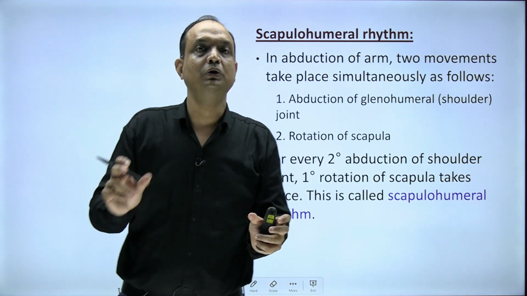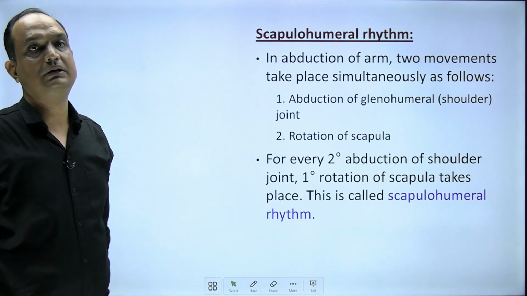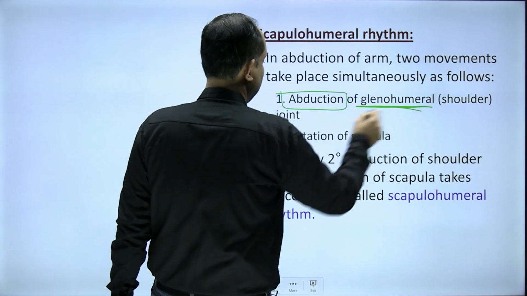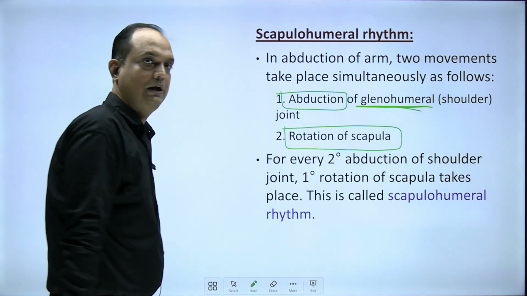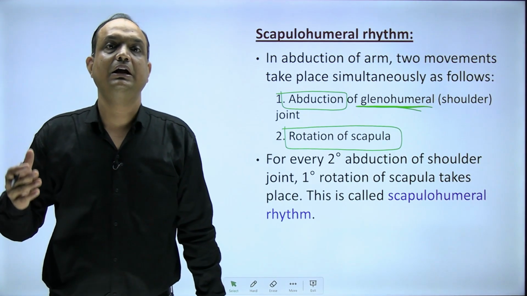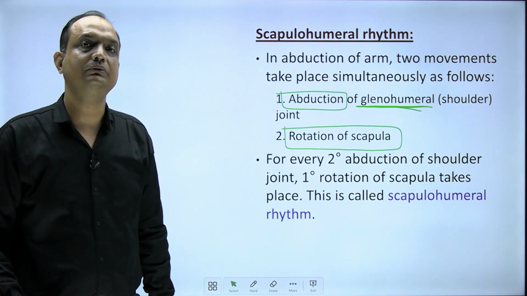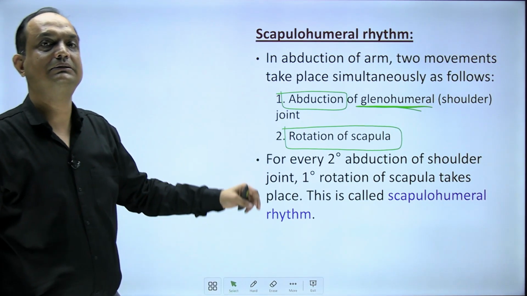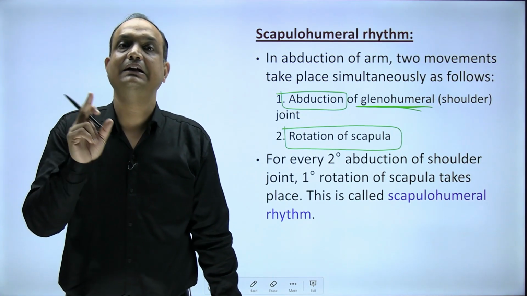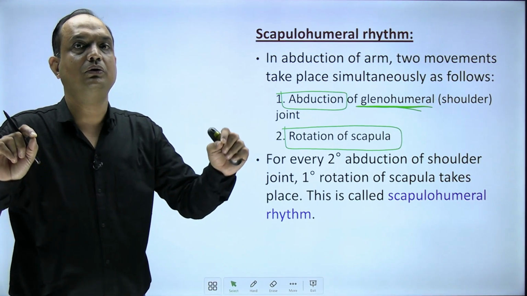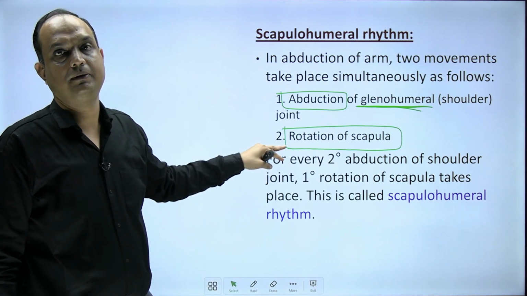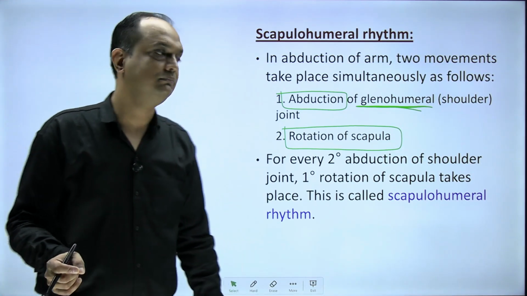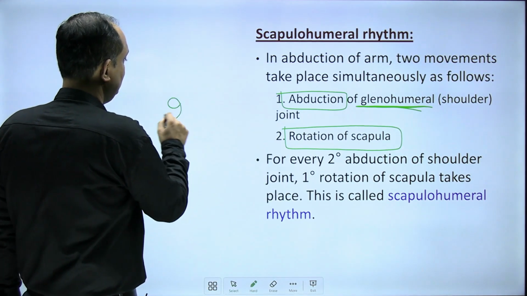So there is a scapulohumeral rhythm, and this scapulohumeral rhythm is a combination of abduction at the glenohumeral joint as well as the forward rotation of the scapula. So when you are reading about abduction at the shoulder joint, you have to write down that abduction at the shoulder joint has two components. Abduction occurs at the shoulder joint, as well as simultaneously a forward rotation of the scapula is initiated. And what is the ratio of these movements, which is known as scapulohumeral rhythm? The answer is there is a ratio of 2:1.